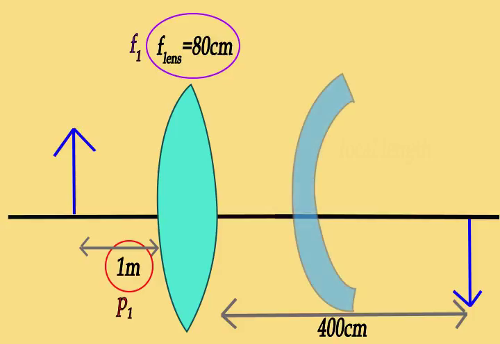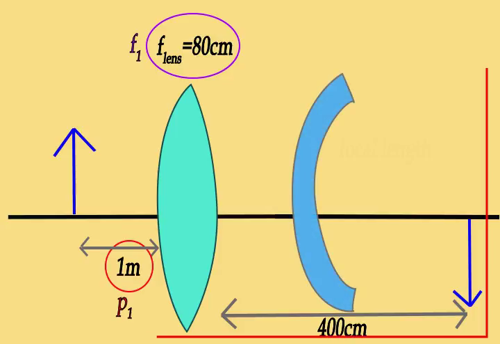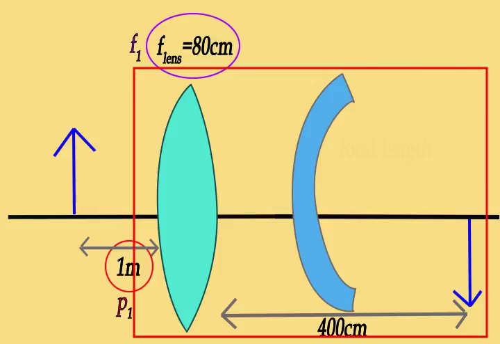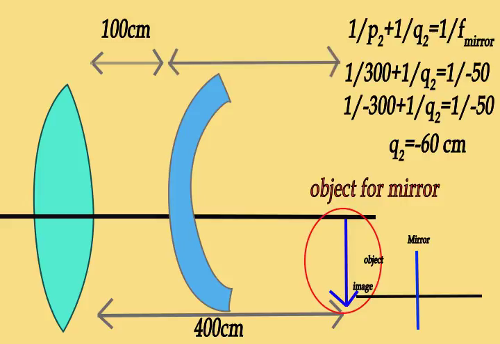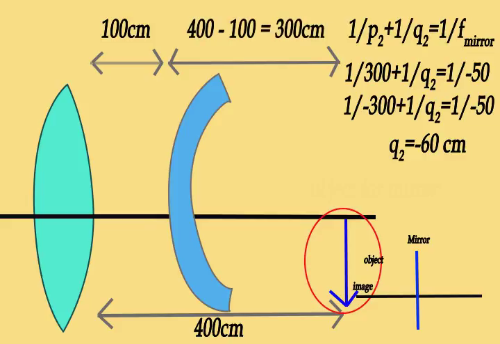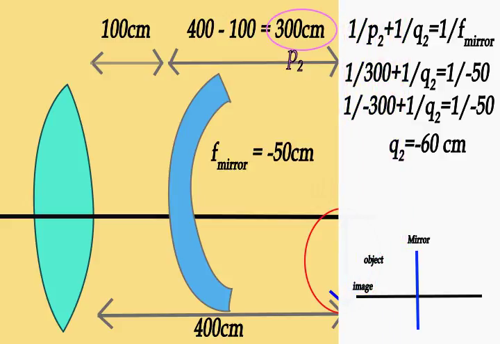Drawing back the mirror, then we can circle out this part and start to find the location of the second image formed. Before we start, we should notice that the object for the mirror is the image formed by the first lens. And the distance between the mirror and the object is 400 centimeters minus 100 centimeters, and hence it is 300 centimeters. Now, we know that the object distance is 300 centimeters. The focal length is negative 50 centimeters, then we can use the thin lens equation to find out the image distance formed by the mirror.